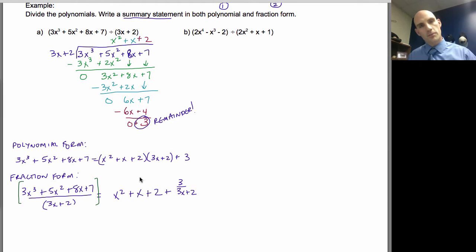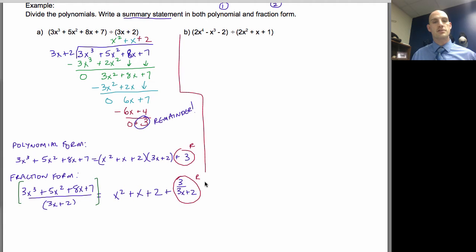So these are two forms, a way to say, all right, what's my answer? My answer is x squared plus x plus 2 times 3x plus 2, which was the factor that I divided by, plus my remainder. So this is my remainder. And in the fraction form, my remainder goes over my original divisor. Okay? So that is the first example.